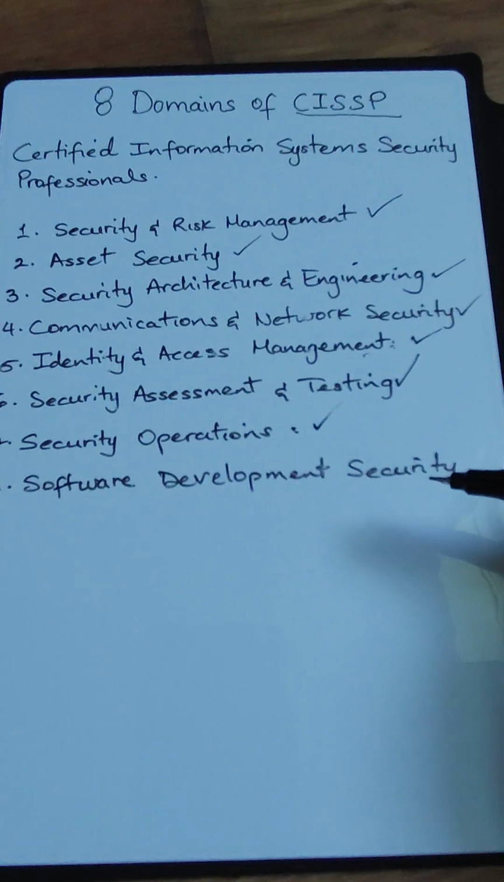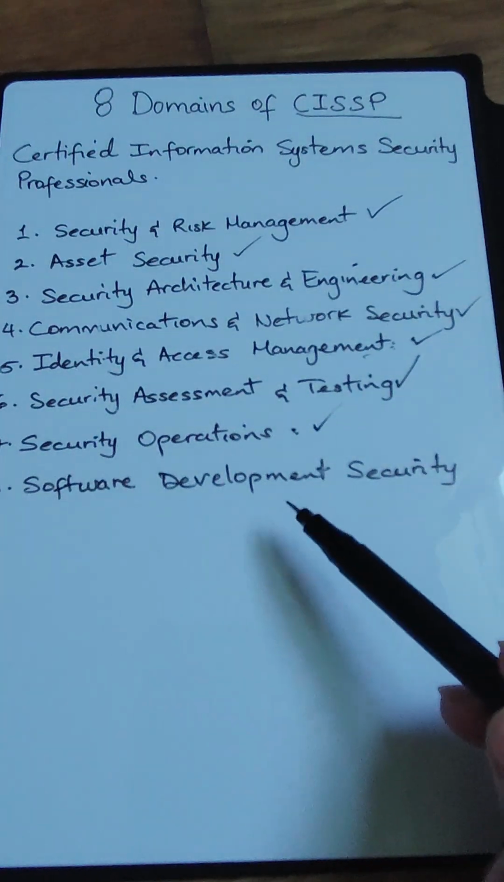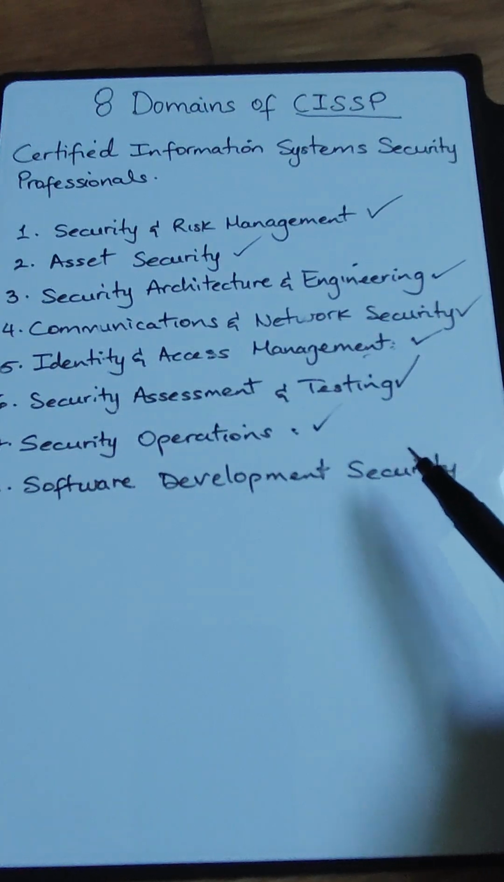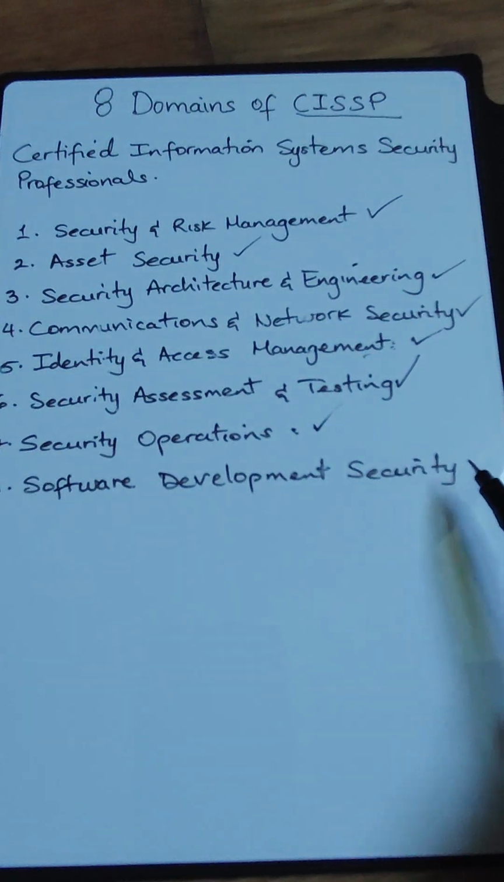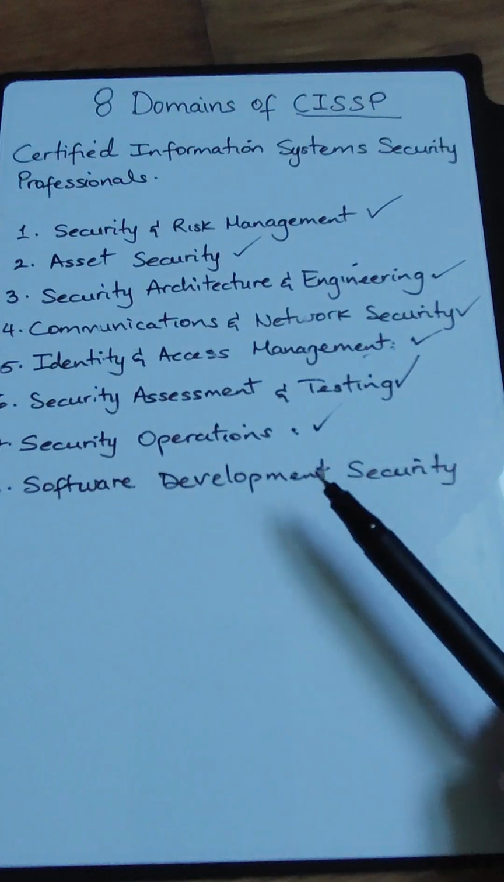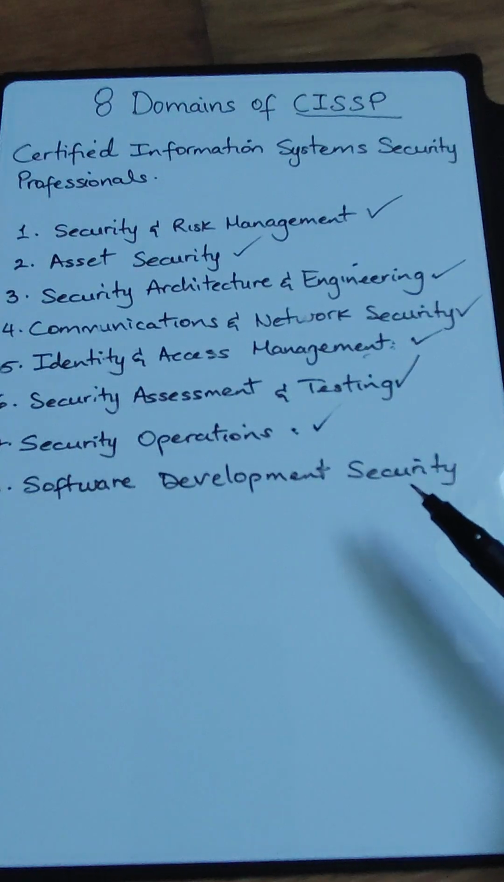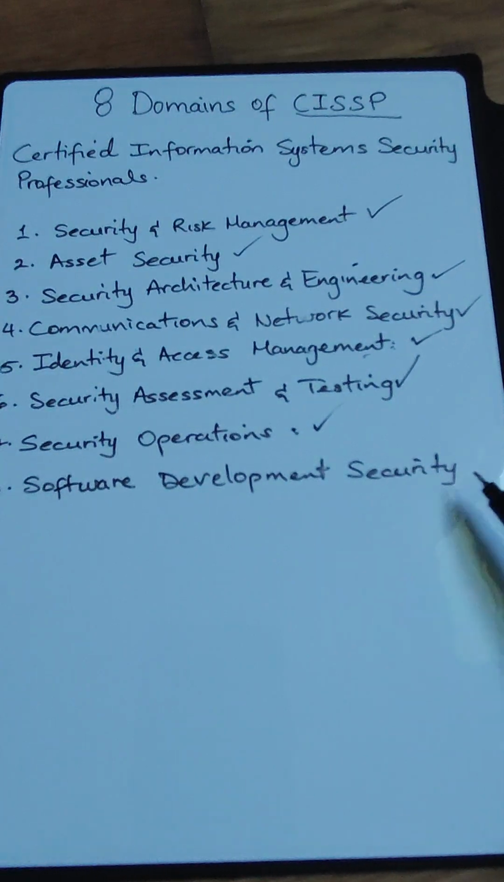The eighth and final domain is software development security. This is the practice of using secure coding practices, which are a set of recommended guidelines used to create secure applications and servers. Because it's easy to create an app, but when it comes to securing the app, identifying the vulnerabilities or patches in an application is so difficult.